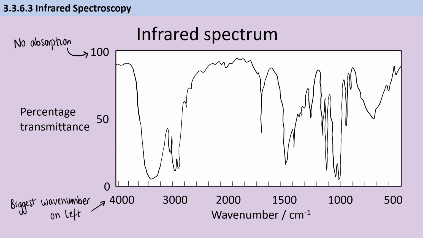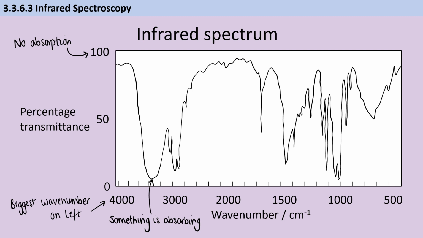Our biggest wave number is on the left of the graph, and that's always going to be the case. And anywhere that we're seeing the line dipping down, that represents some infrared light being absorbed. And confusingly, we refer to this as a peak, even though it's clearly more of a trough, but that's just the way that we describe it. So here I'd be saying that there was a peak between 3000 and 4000.